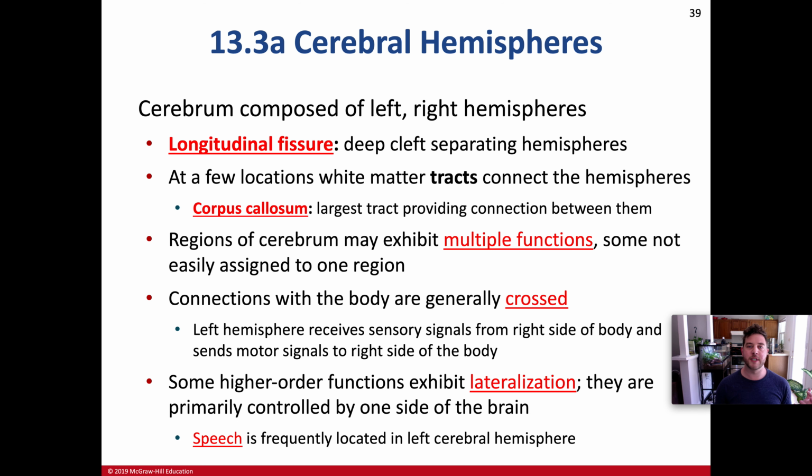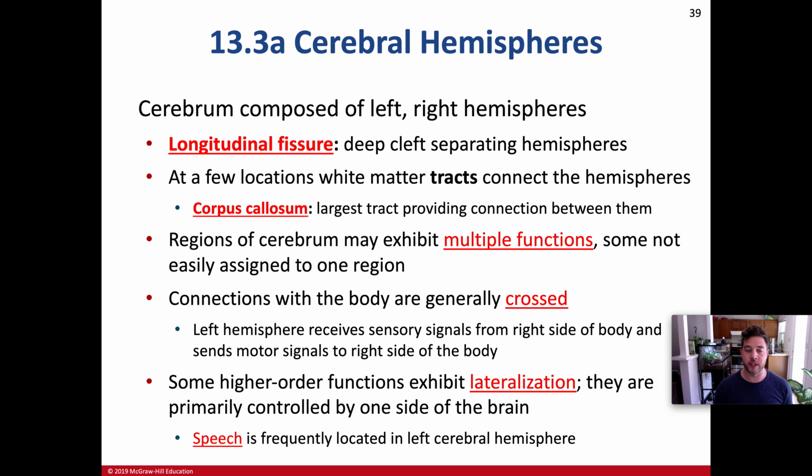So the cerebrum is composed of left and right hemispheres. You have a longitudinal fissure, which is a deep cleft that separates those two. At a few locations, the white matter tracts connect the two hemispheres. Remember, the white matter is the myelinated axons, connecting the different regions of the brain. You have your corpus callosum, which is the largest tract, providing connection between the hemispheres. The regions of the cerebrum may exhibit multiple functions, some not easily assigned to one region. Again, sometimes it's hard to say this is the exact spot where this happens.